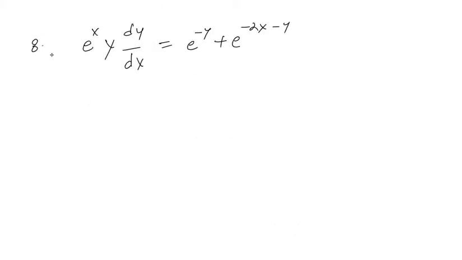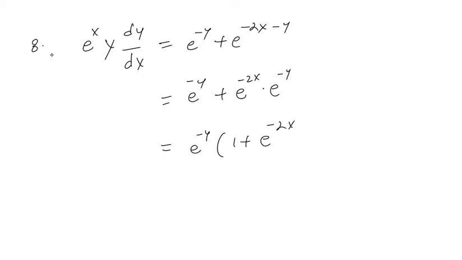Okay, now eighth question, and within this question we again have exponential, so let's do it. First of all, I can write this term as this one, and from here I can take e raised to power minus y as common, so it will be 1 plus e raised to power minus 2x. From here I can separate my terms.